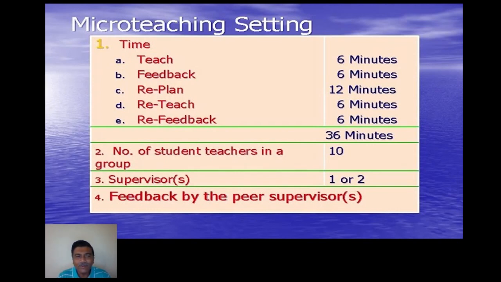And the number of student teachers in a group is 10. It is somewhat fair, and sometimes it also goes to 12 or 15. Next come supervisors, one or two. One is more than sufficient, and sometimes if you feel it worthwhile, then two supervisors are ready for that. Feedback by the peer supervisors is also very important. The peer supervisors also will give the feedback to you. So keep in mind it is a 36-minute cycle, and if you involve completely in the 36-minute cycle, you will get a lot of interest and you will improve yourself in the teaching process.